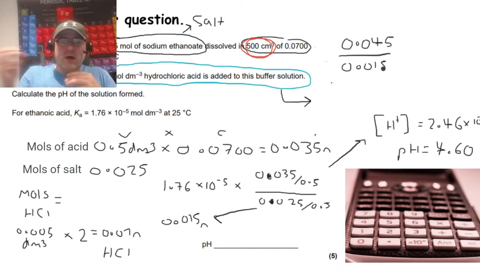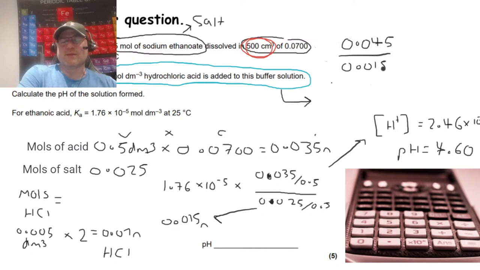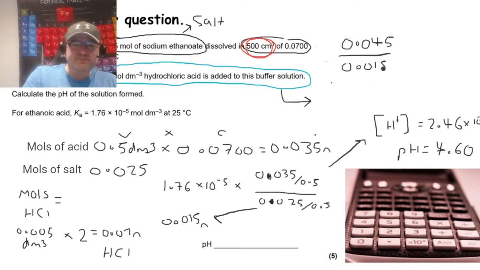We've then done the whole prove that a buffer can resist. This is a calculation to prove that buffers can resist a change in pH. You've just dumped in 5 centimetres of very strong hydrochloric acid into this solution. We want to show that the pH doesn't change much. So we've got to increase our acid concentration. It's like the hydrochloric acid combines with the ethanoic acid to form a big pool of acid, so to speak. So we just go 0.045, and then we do that over the top of our salt.